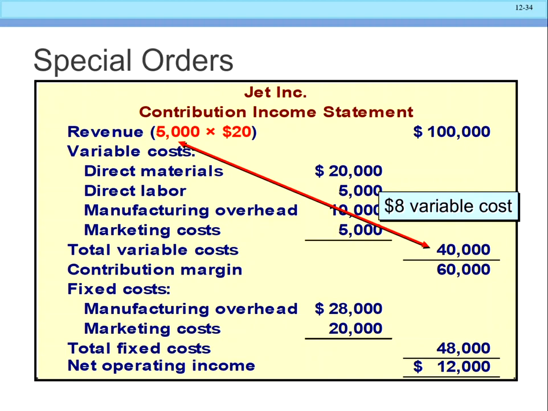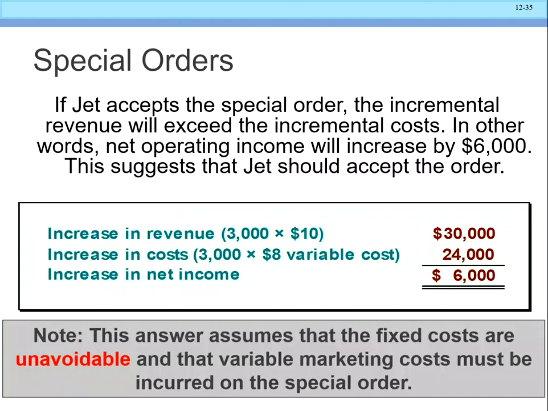Now let's move on. Remember, we said we just take the total variable costs divided by the total units. Then we can get the variable cost per unit. If you want, you can divide 20 by 5,000, you get an answer. 5,000 labor divided by 5,000 units, you get an answer. You add them together, you come to the $8 per unit variable cost that has been given. Okay, so let's now look at what happens.